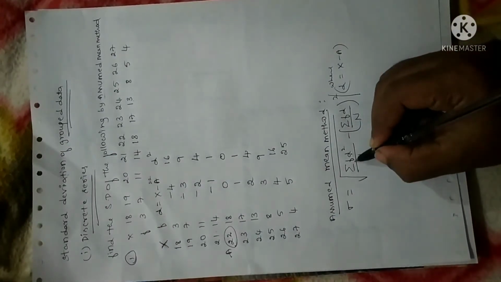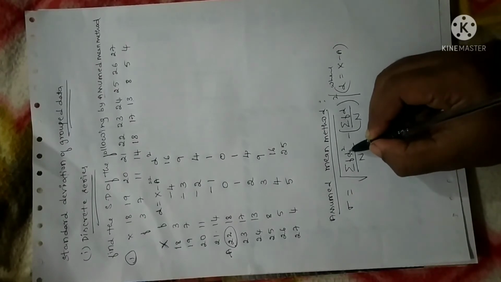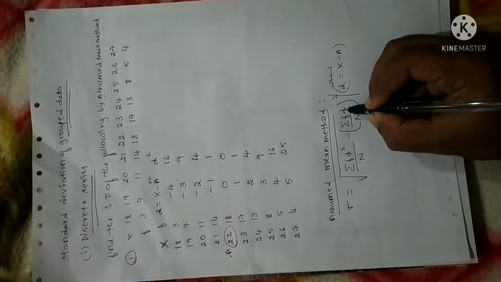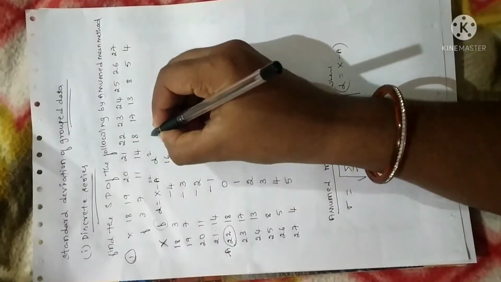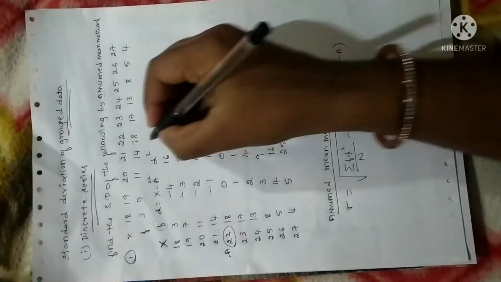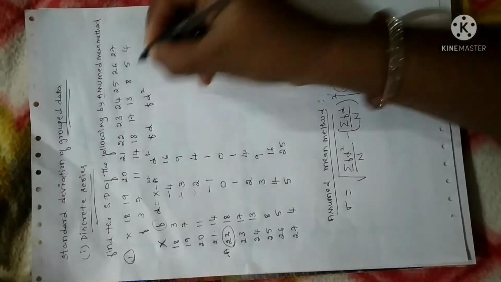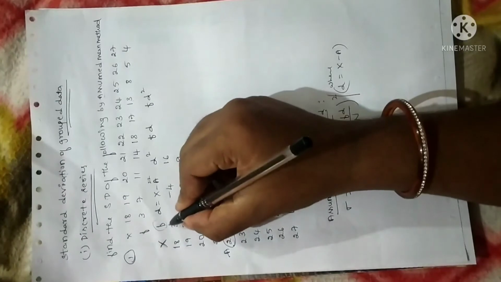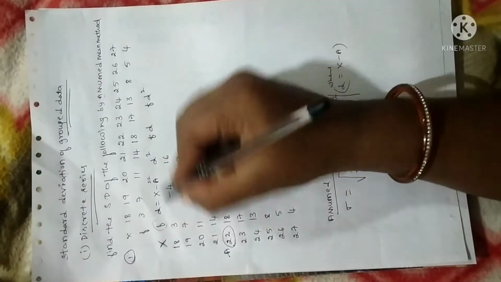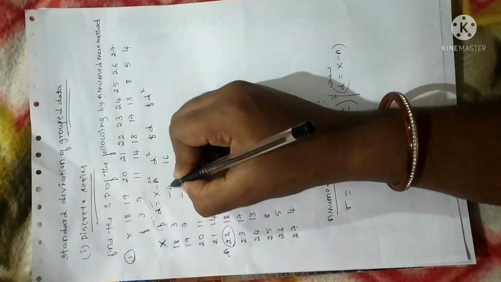Fine. Now what else is needed? F into d square and f into d. Both the values is required for us. So f is here, d square is here. And moreover f into d value is also needed. So first let me calculate fd. Then I will calculate f into d square. I am going to calculate fd now. So f column multiplied with d. F is here, d is here. Just multiply these two values.